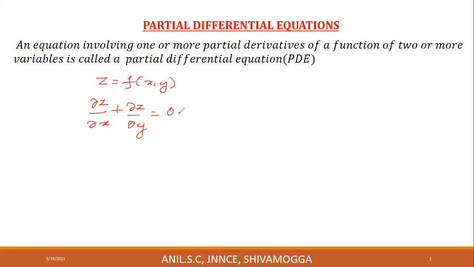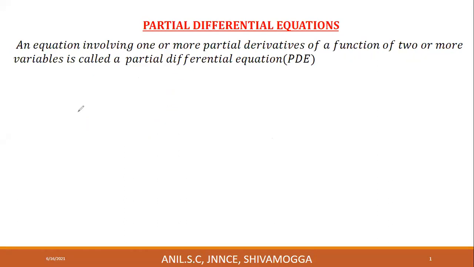Z is a function of two variables x and y. A function of two or more variables. Yes, we have taken a function of two variables and one or more partial derivatives. So this is a derivative del z by del x, partial derivative with respect to x, and del z by del y, partial derivative of z with respect to y. Two derivatives are involved, and z is a function of two variables. This is clearly a partial differential equation.